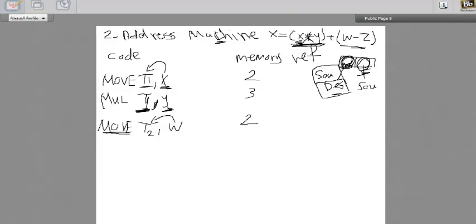Now, what do you need to do? Subtract z from t2. So we say sub, again we need t2 and we need z. We subtract z from t2 and store the value in t2. How many times do we need to access the memory? 3 times. One to get the value of t2, one to get the value of z, and the third one to store the output in t2.